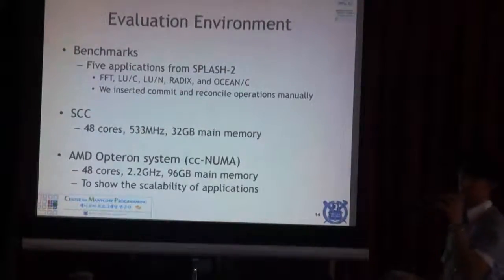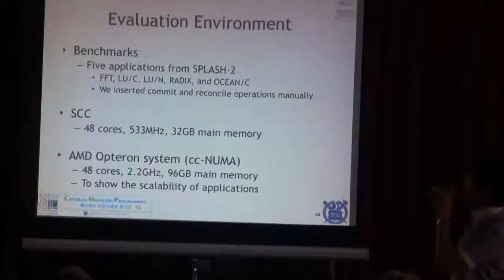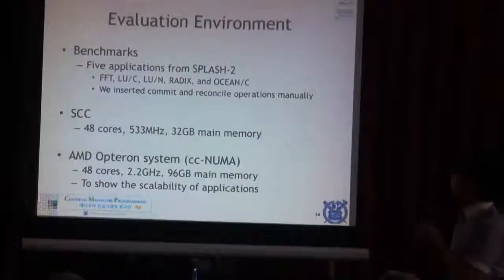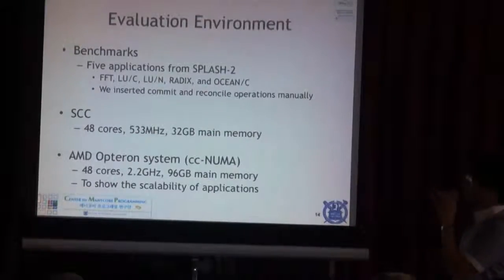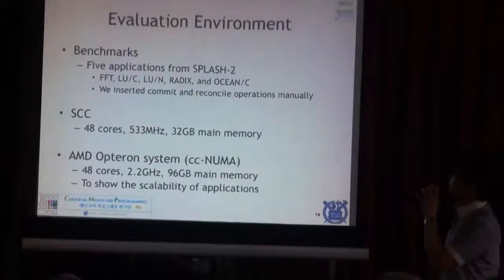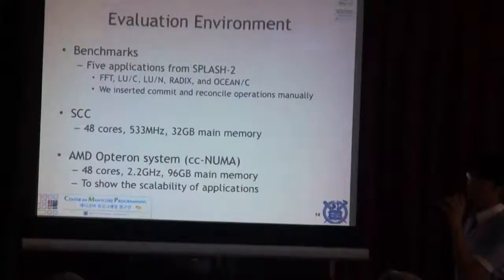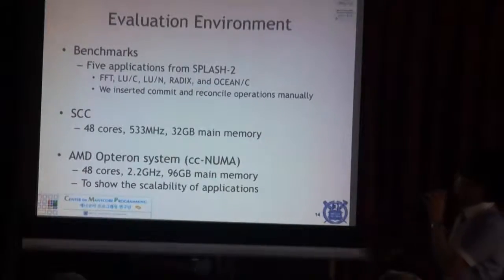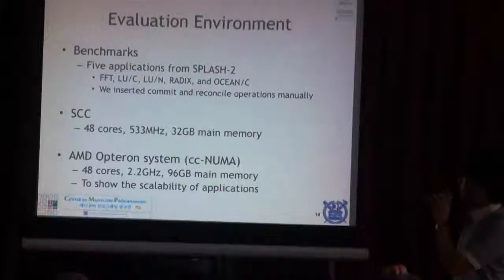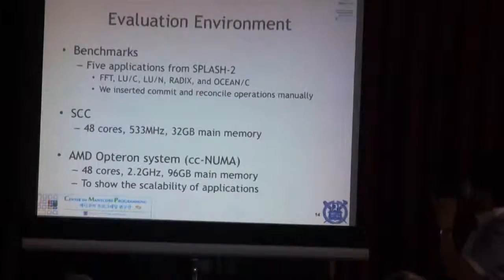We evaluated our software VM, and here is our evaluation environment. We run 5 applications from the Splash-2 benchmark. They are FFT, LU-C, LU-N, Radix, and Ocean-C. We inserted commit and reconcile operations manually and optimized them using our proposed technique. The SCC has 48 cores, and each core runs at 533 MHz. It has 32 GB of main memory.